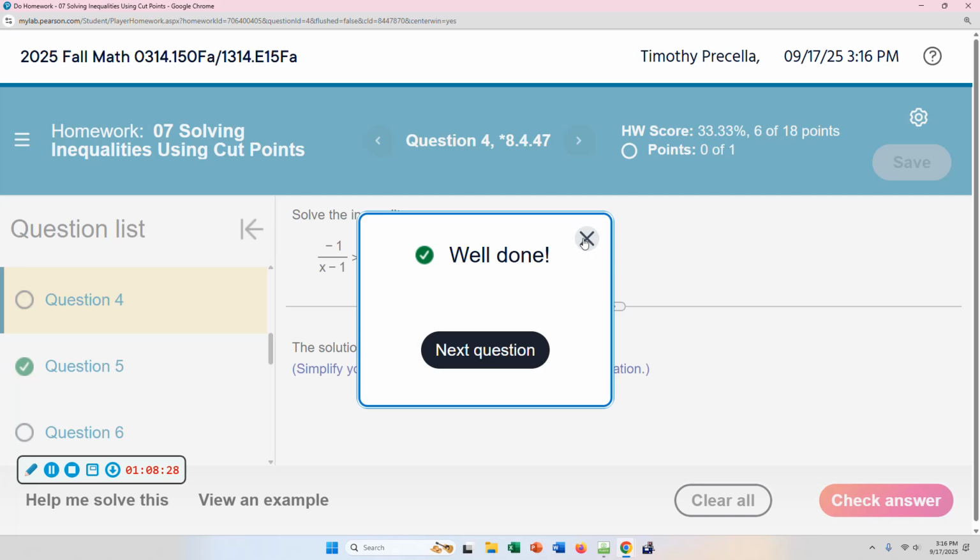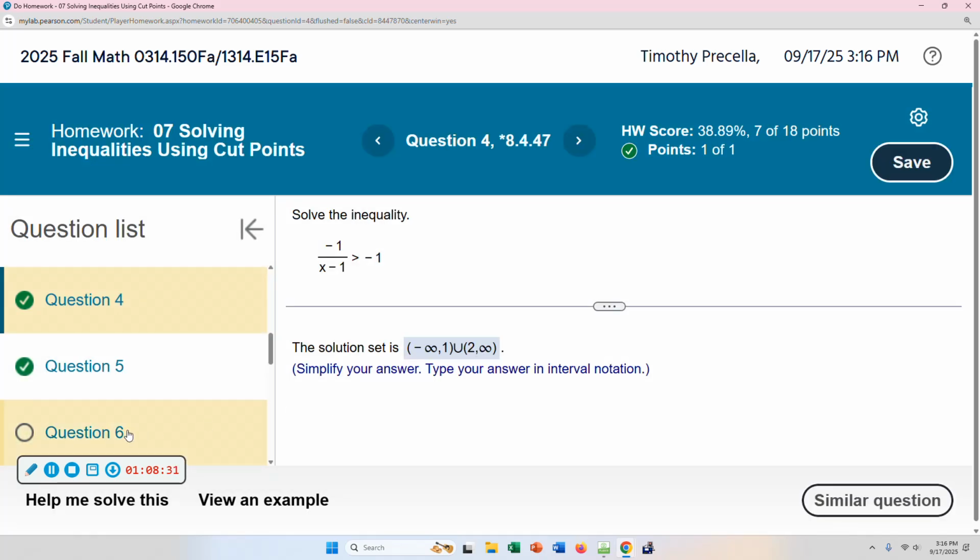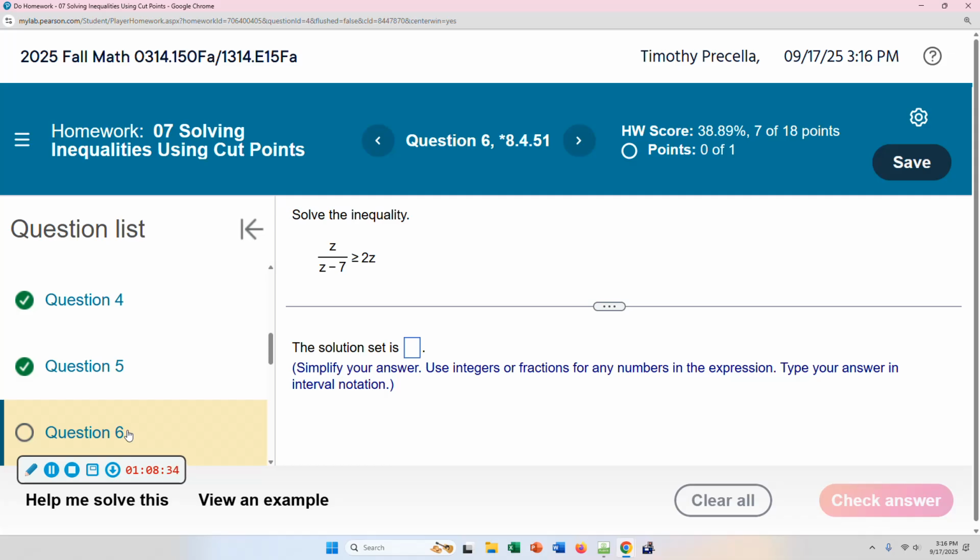Okay, so we've done 5. 6 is the next one. Now in 6, you're going to see what happens when 0 is a cut point. Then you're going to have to choose another number. 0's the easiest number to plug in, but if you can't plug in 0, what do you think you'll use? Just be thinking about that. That says z over z minus 7 is greater than or equal to 2z.